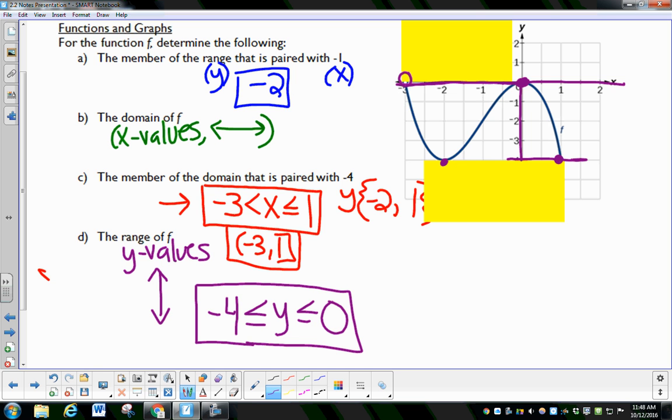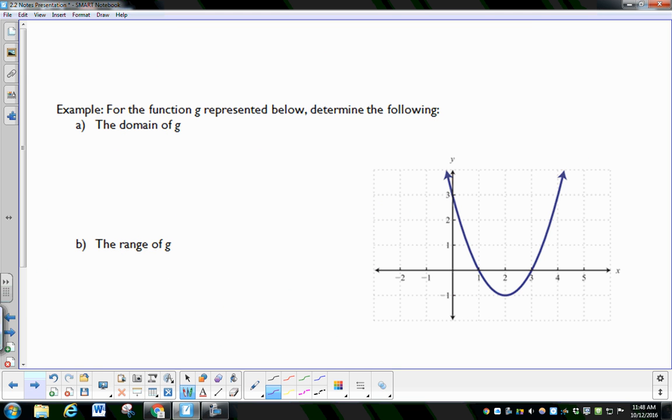All right, we've got one more example here of a different kind of graph. So this is called a parabola. It says for the function g represented below, determine the domain and the range. So remember, domain is my left-right movement. It's how far does my graph go to the left, how far does my graph go to the right. This is an interesting graph. See these arrows on the end? That means this graph, if you wanted to draw it, it would go like this forever and ever.